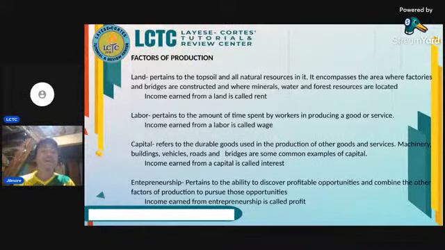Okay, let's see. Capital, durable goods used in the production of goods and services: machinery, buildings, vehicles, roads. Entrepreneurship, the ability to discover profitable opportunities. Income earned from entrepreneurship, profit. Income earned from capital, interest. Income earned from labor, wage. Income earned from land, rent.